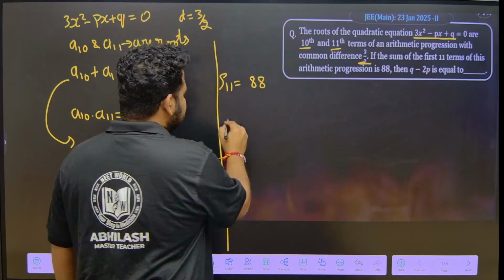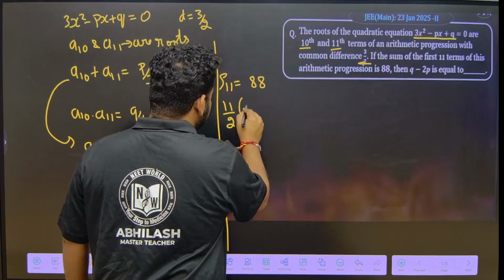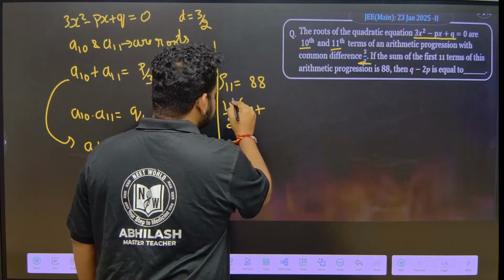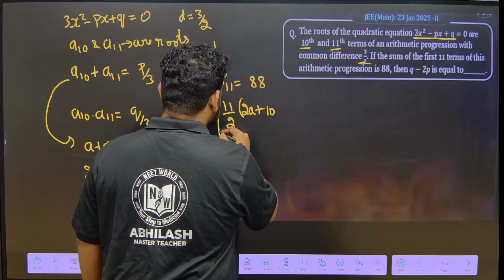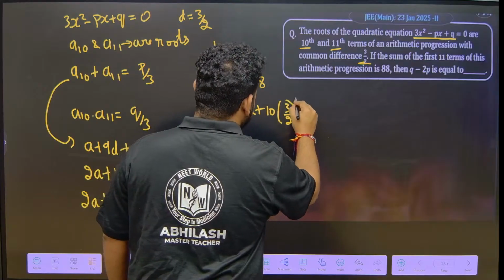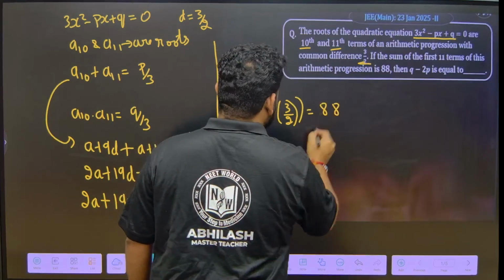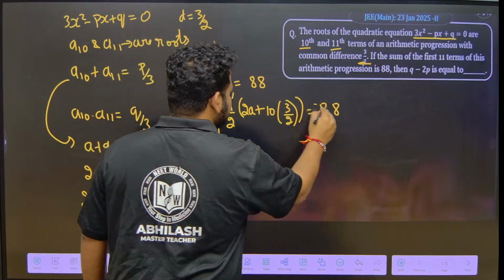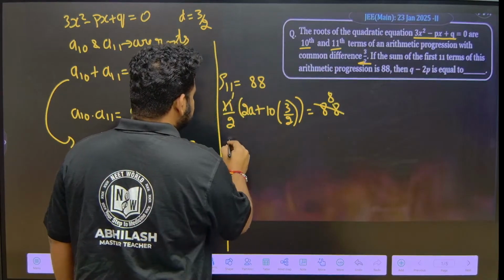S11 I can write as 11 by 2 into 2a plus (n minus 1) into d. n minus 1 is 10d. d is nothing but 3 by 2, equal to 88. So what can I do here? 11 ones are 11, 11 eights are 88, I can do it.